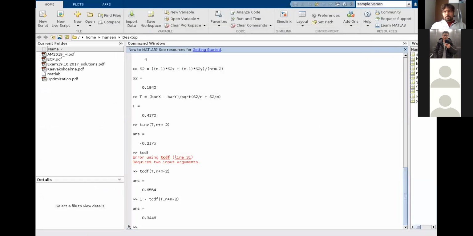Okay. And just a second. So you're seeing a MATLAB window now? Good. Just 1 second.